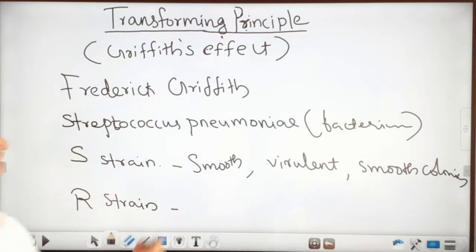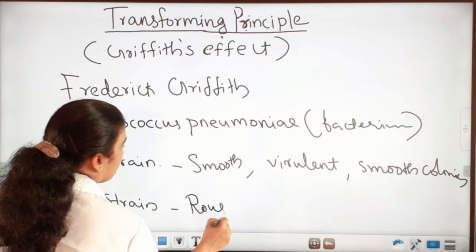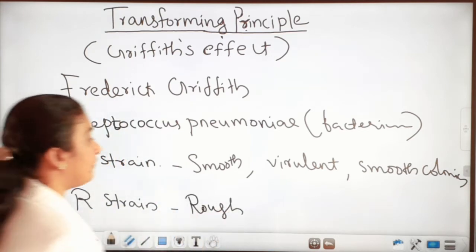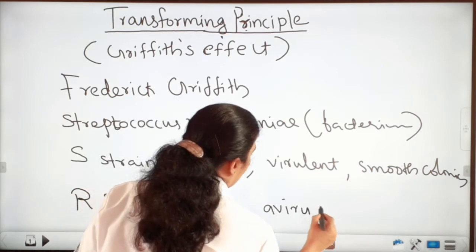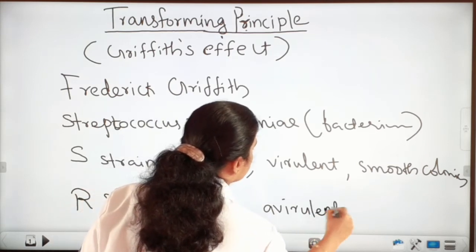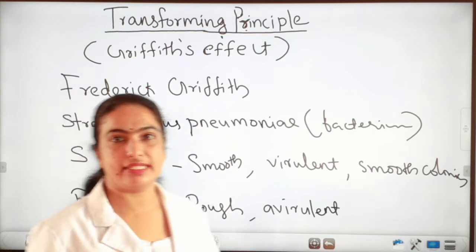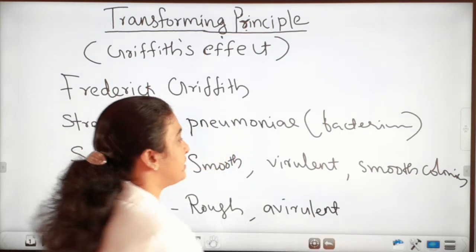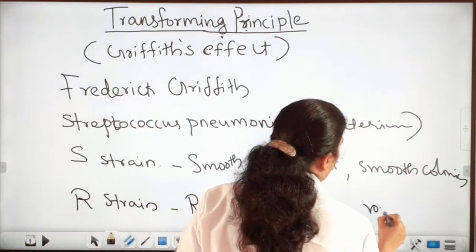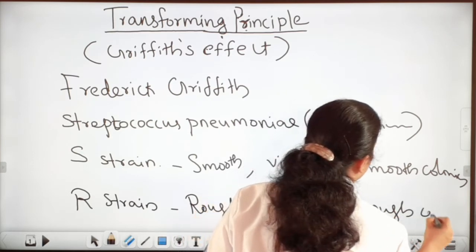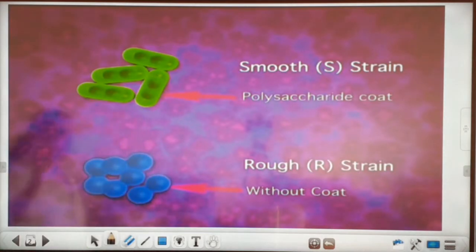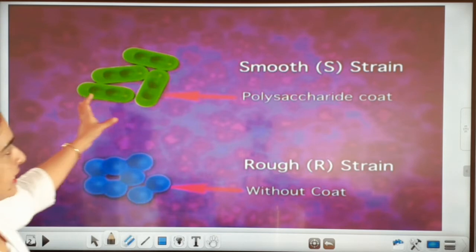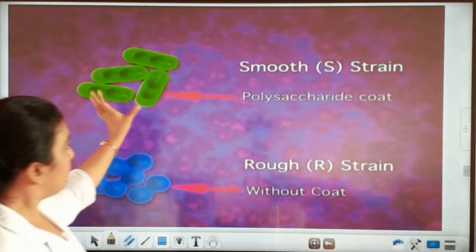But the R strains are rough. They are rough in nature, they are avirulent. Avirulent means it's not harmful. They do not cause disease, pneumonia, and they form rough colonies in the culture media. Okay, I'll show you the strains. These are the two strains of Streptococcus pneumoniae.